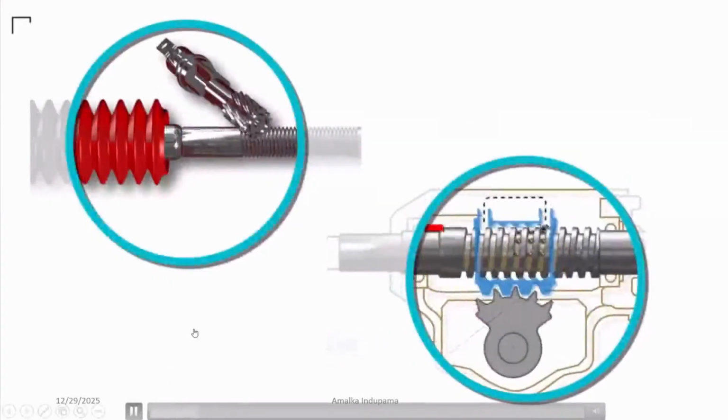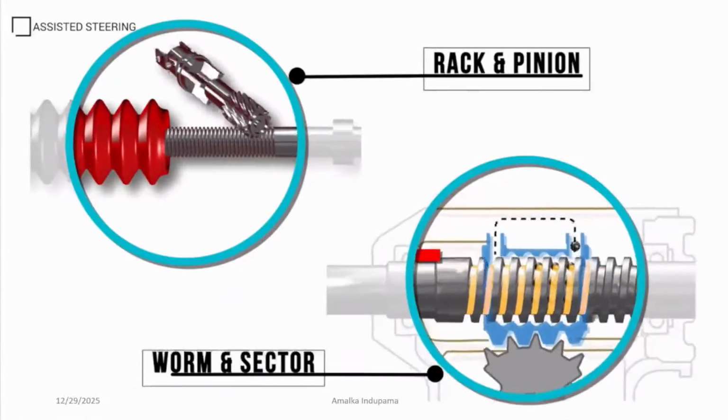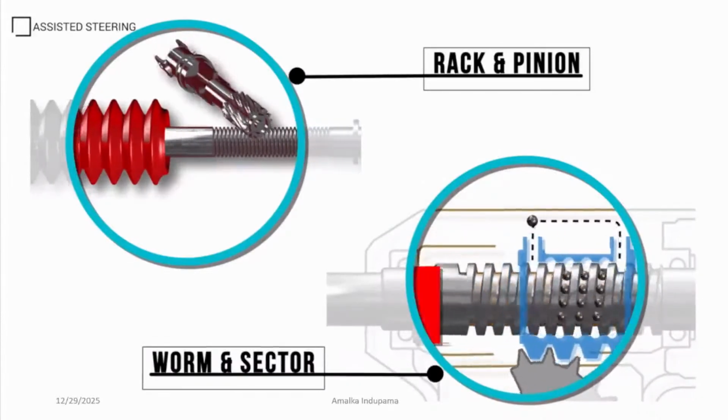Early steering systems relied on the reduction gear ratios within the steering box or rack to reduce steering input required by the driver. Right.